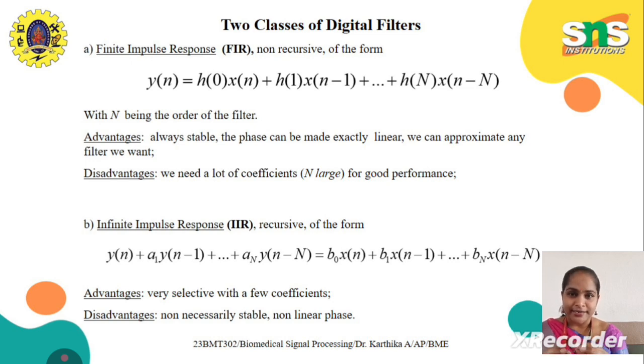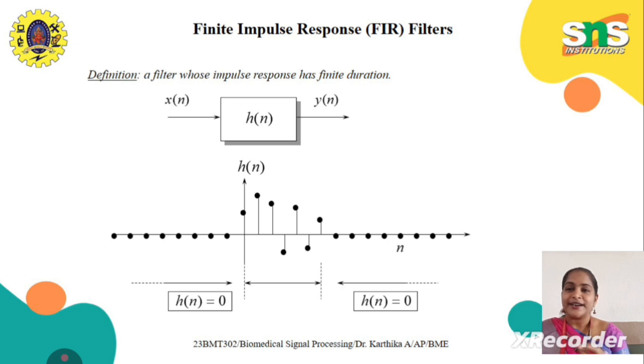Our next one is the infinite impulse response IIR, which is recursive, of the form y of n plus a1 y of n minus 1 plus etc. aN y of n minus N, which is equal to b0 x of n plus b1 x of n minus 1 plus etc. up to bN x of n minus N. This IIR filter is very selective with few coefficients, and the disadvantages are that it is not necessarily stable and has nonlinear phase. And our first topic is finite impulse response filters.